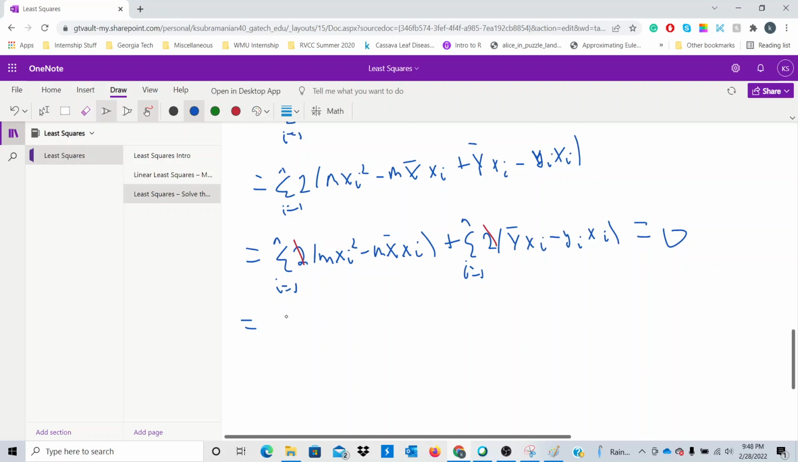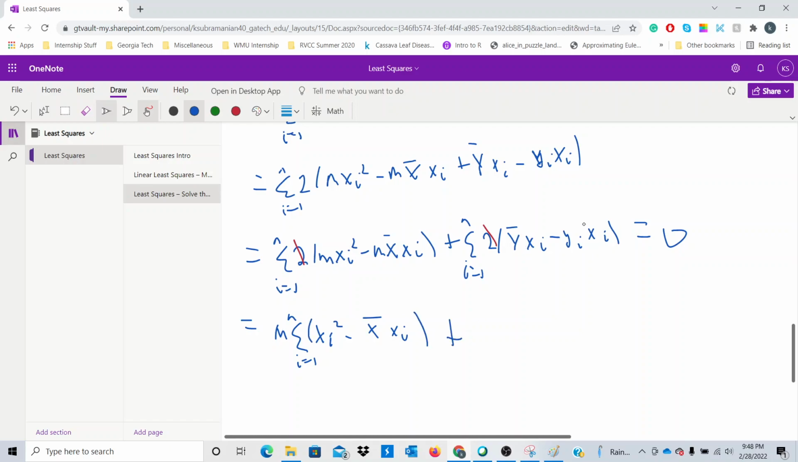We want to make m isolated so that we can solve for it. So this will be m times the summation from i equals 1 to n of x_i squared minus x-bar x_i. And what we're doing here is recognizing that m is a constant in the grand scheme of the summation, so we can essentially pull it out. So that's why we're doing this.